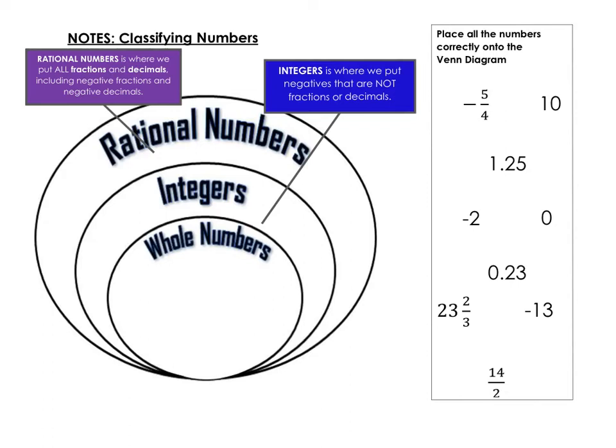All right, so today we're going to be classifying numbers, and these numbers we're going to put into a Venn diagram. So there's three categories that we're going to put. We're going to put whole numbers, integers, and rational numbers. Remember, whole numbers are nice, pretty, positive whole numbers or even zero, right?